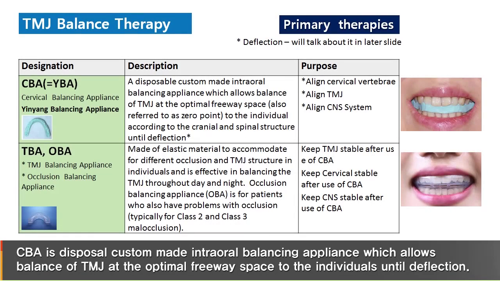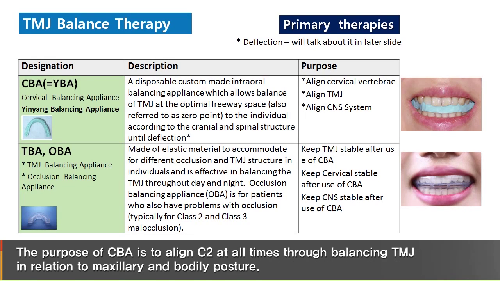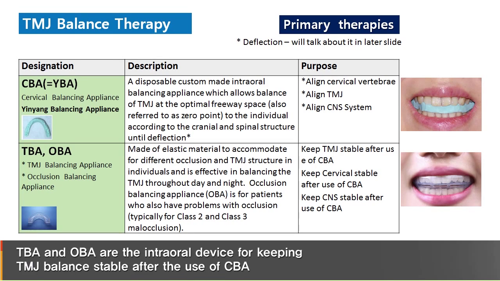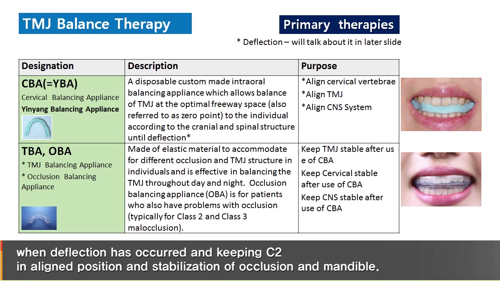CBA is a disposable custom-made intraoral balancing appliance which allows balance of the TMJ at the optimal freeway space for the individual until deflection. The purpose of CBA is to align C2 at all times through balancing the TMJ in relation to maxillary and bodily posture. TBA and OBA are intraoral devices for keeping the TMJ balance stable after the use of CBA when deflection has occurred, keeping C2 in aligned position and stabilizing occlusion and mandible.